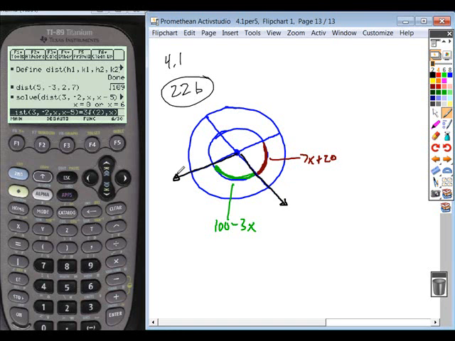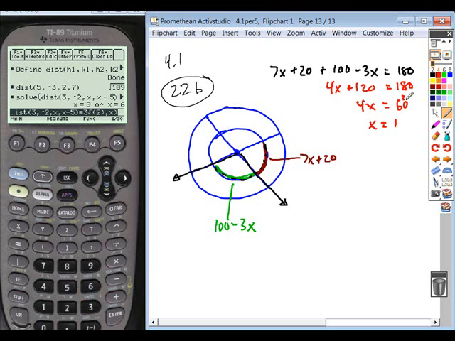All right, well, what do these two arc measures combine to form? It's a whole semicircle. And so if you look at that, the expression 7x plus 20 added to 100 minus 3x has to equal the total of 180. Combining your like terms here, you get 4x plus 120 is equal to 180. Subtract 120 from both sides, and then divide by 4. 4 goes into 6 once, with 2 remaining. 4 goes into 20 5 times. And so your x value is 15.